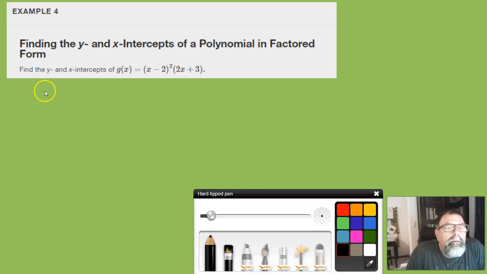Example 4, finding the y and the x-intercept of a polynomial in factored form. Okay, so we'll start with the easy one, the y-intercept. If you recall, that's where it crosses the y-axis, so the x-coordinate is going to be 0, and then we plug 0 in for x and figure out the y-coordinate. So this is g in this case, so it'll be g of 0. We plug 0 into the function and find the y-coordinate when x is 0.